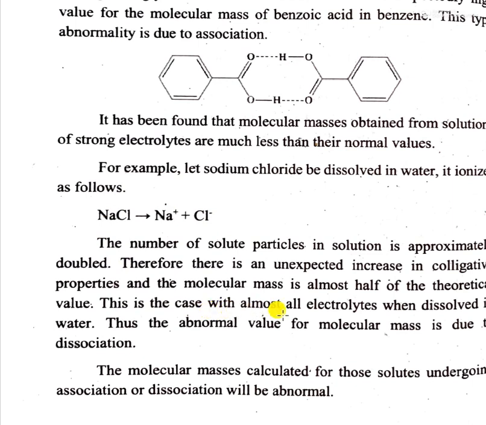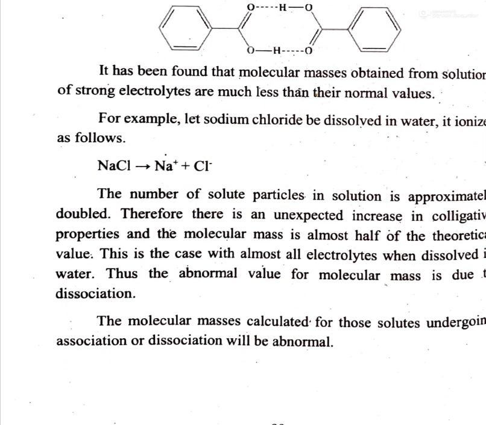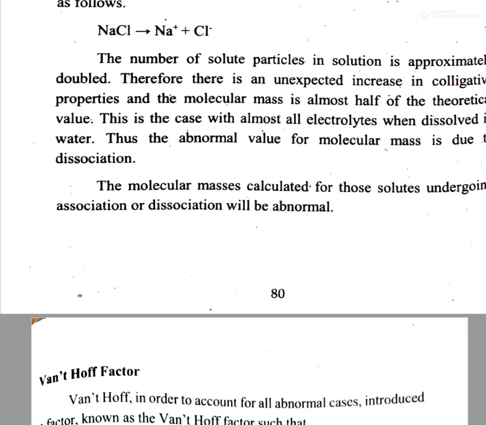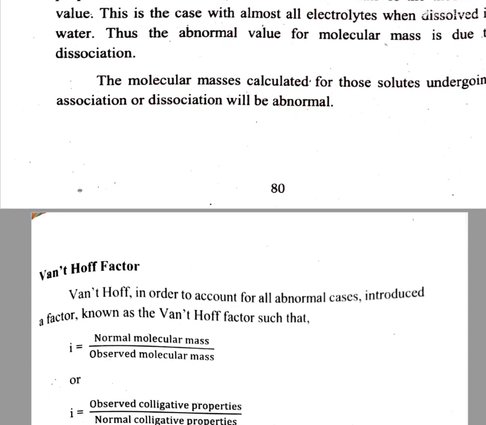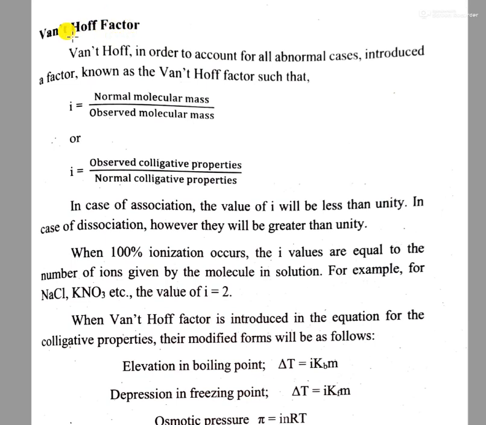In this case also, almost all electrolytes when dissolved in water show this type of behavior, because mostly the strong electrolytes undergo complete ionization like this in solvents. Therefore, the abnormal value of molecular mass is observed. So association as well as dissociation will give abnormal molecular masses. Therefore, another factor known as the Van't Hoff factor has been introduced. Van't Hoff introduced the factor i, which is the Van't Hoff factor.